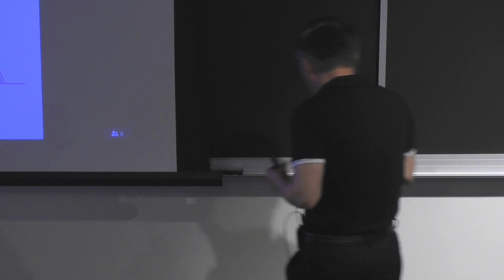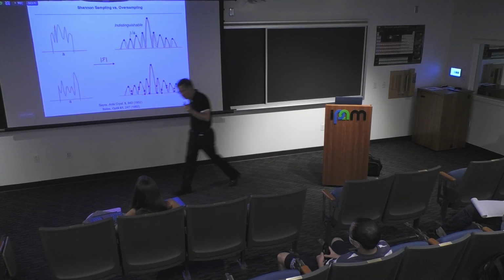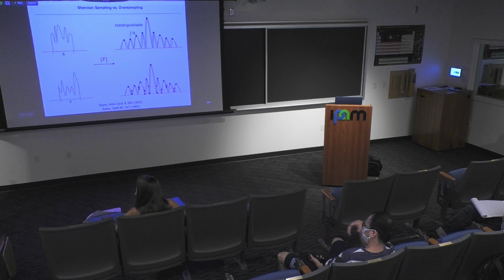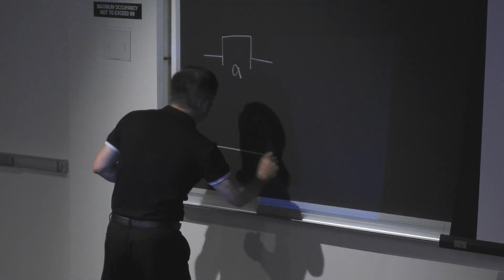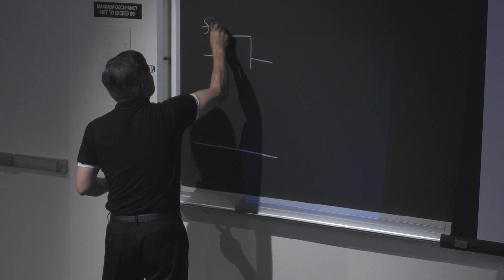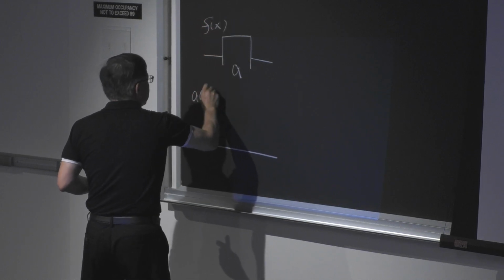Their argument is the following. Let's say you have a very simple function, a square function of width A. What is the autocorrelation function? The autocorrelation function is the function convolved with itself.